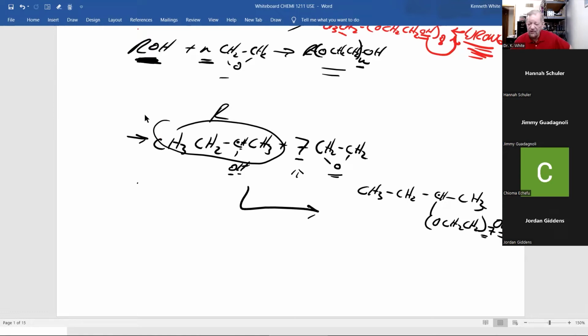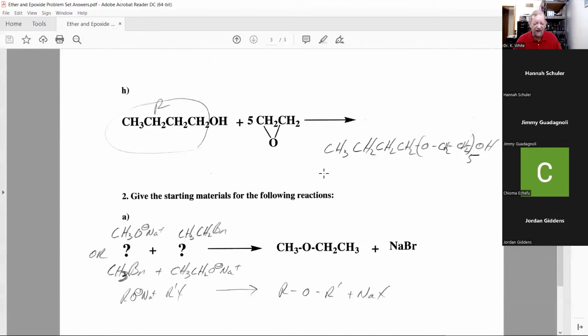If you had put this bond to this carbon, I'd mark it wrong. This one is the same as that. I should do better examples. But anyways, placement is important. All right, let's move on.